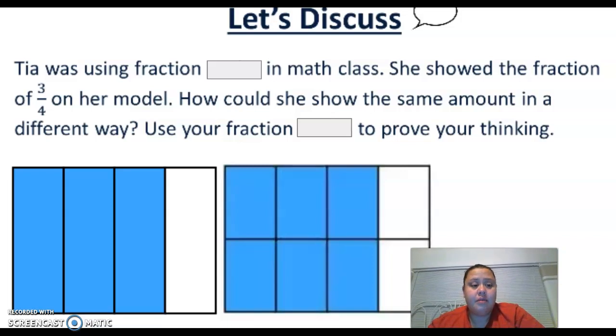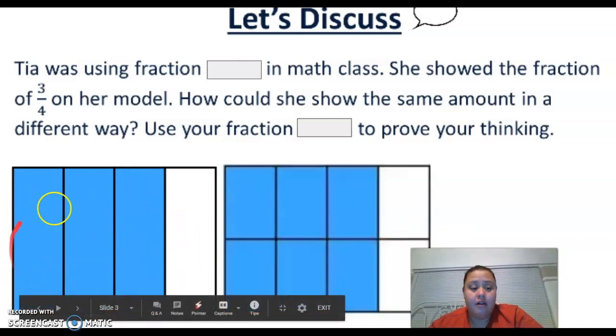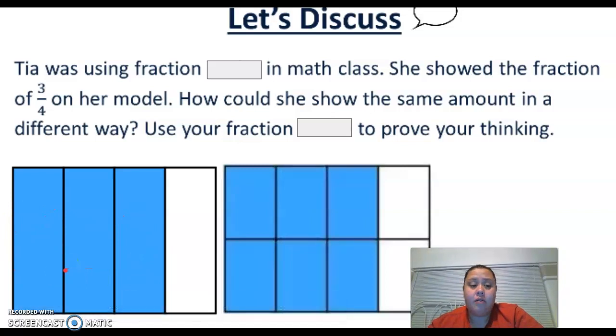So here's another example. Tia was using fraction rectangles in math class. She showed the fraction of 3/4, which is here. Right here is her model. How could she show the same amount in a different way?